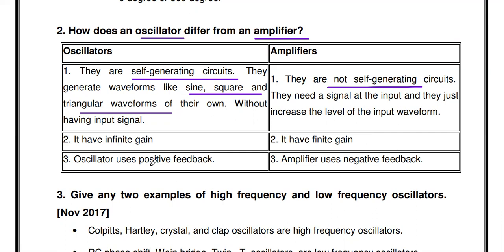Another difference: in both oscillator and amplifier there is a feedback concept. The oscillator utilizes positive feedback, but the amplifier uses negative feedback. So these are the differences between the oscillator and amplifier.